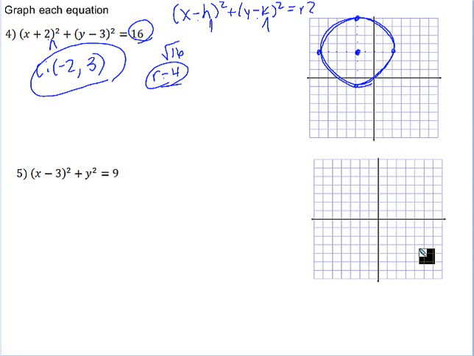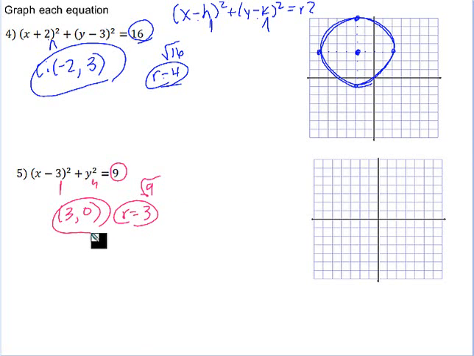Same thing for the next one. X minus 3, so our h would be 3. There's nothing attached to the y, so our k is 0. And this is 9, so the square root of 9 is 3, so the radius is 3. So we'll start by plotting the point (3, 0), and then we go out 3 each way. Once we've done that, we take our 4 points and connect them and make them into a circle. So that is everything we need to know for this class about equations of circles.